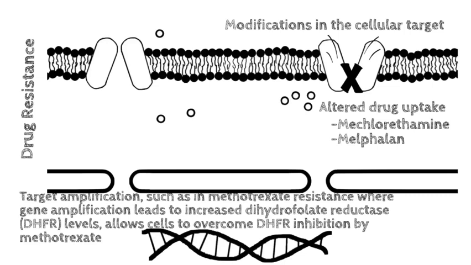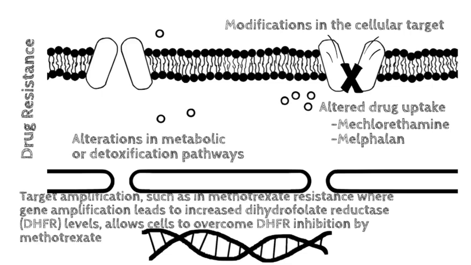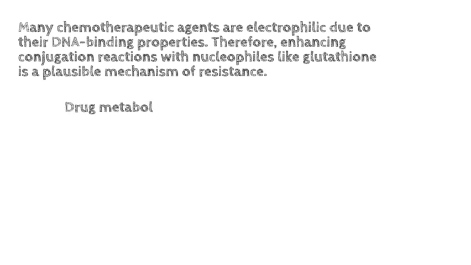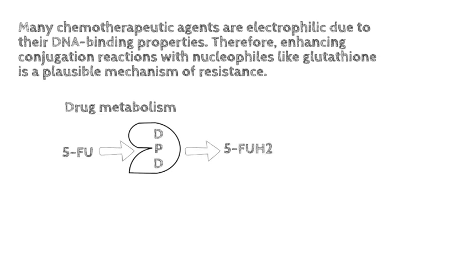Another mechanism of acquired resistance involves alterations in metabolic or detoxification pathways within tumor cells. Many chemotherapeutic agents are electrophilic due to their DNA binding properties. Therefore, enhancing conjugation reactions with nucleophiles like glutathione is a plausible mechanism of resistance. Induction of glutathione S-transferases has been shown to cause acquired resistance to nitrogen mustards. Although tumor cells generally have limited drug metabolism capabilities, some metabolic pathways significantly contribute to resistance. For example, tumor cell sensitivity to 5-FU is inversely correlated with the expression of dihydropyrimidine dehydrogenase, DPD. DPD is the primary enzyme responsible for metabolizing 5-FU into its inactive metabolite, 5-FUH2.